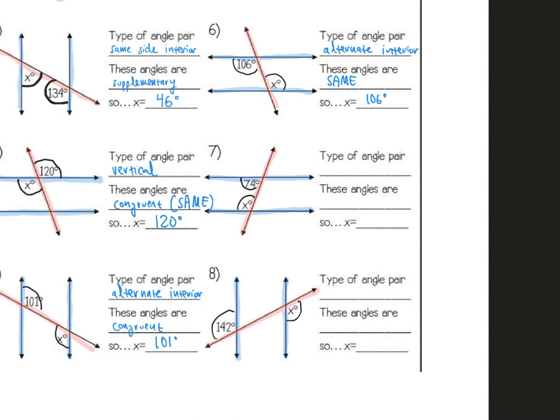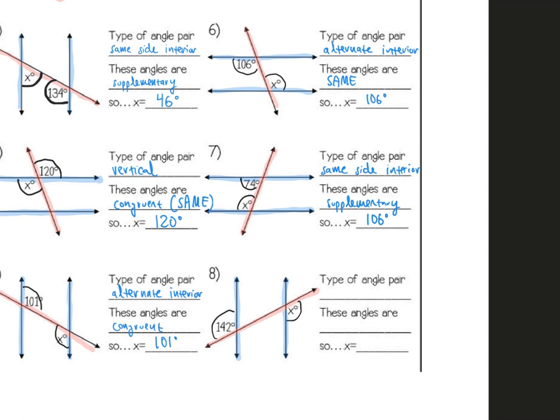Again, we're on the same side and we're interior. So these are same side interior. We know those are supplementary. And that's based on our notes, right? So we know that if it's supplementary, it adds to 180. So 180 minus 74 is equal to 106, which means x is 106 degrees.